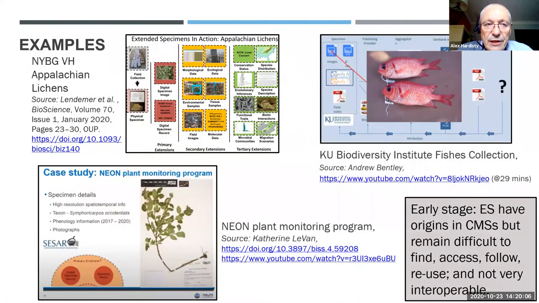And there are already some real examples of the extended specimen concept in use. Here are three that I've picked up over the course of the last months. The New York Botanic Garden Virtual Herbarium work on Appalachian lichens, which is reported in the same BioScience article I just mentioned. Andy's own work with the Specify collection management system at Kansas University Biodiversity Institute, where he manages fishes and has done a lot of work on extending records in that collection with additional information.